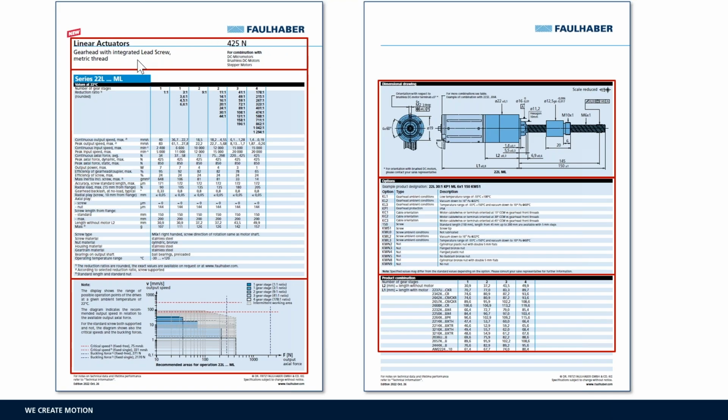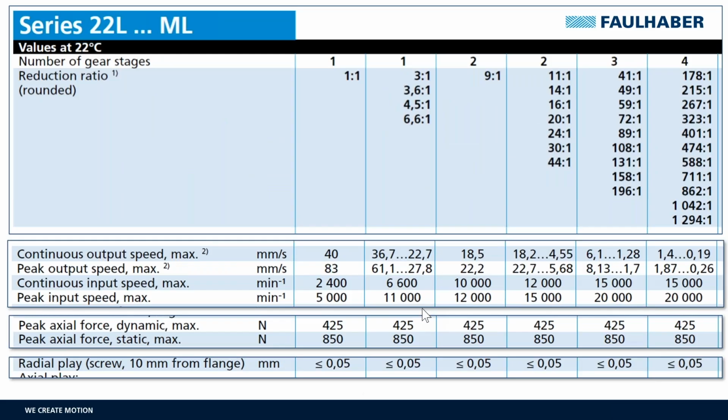You have the title with the most important information, type of execution, and the maximum continuous axial force. Then we see the performance values, the diagram for the operating area, the drawing, the possible options, and the combination possibilities. Let's have a closer look.